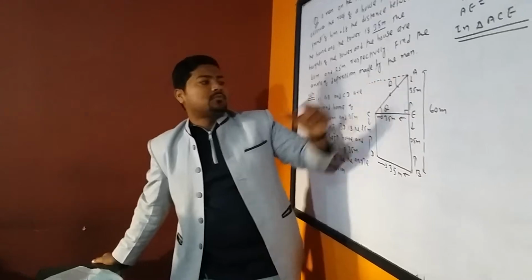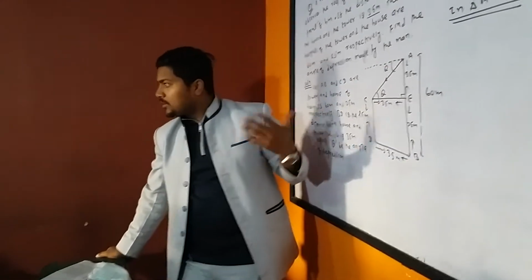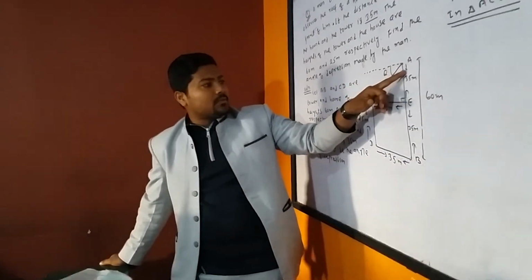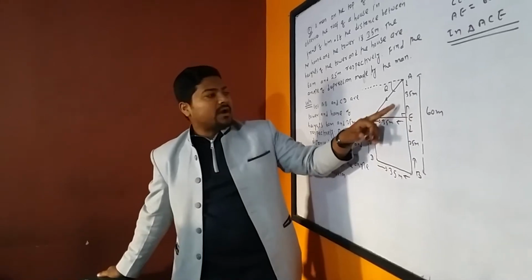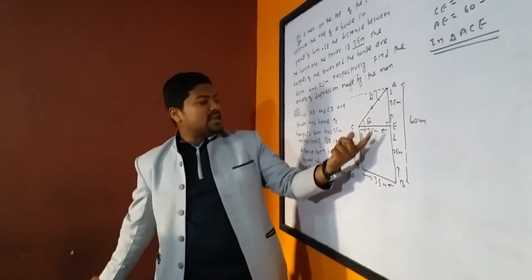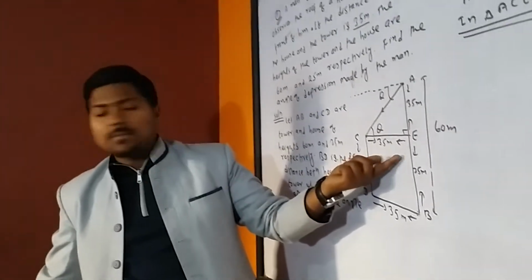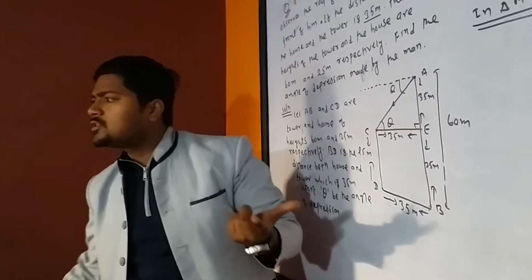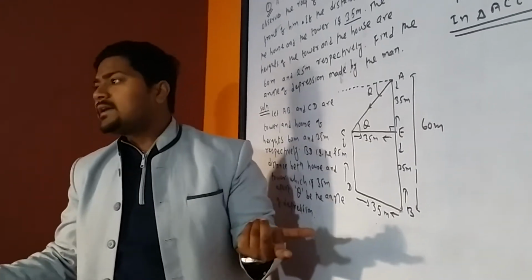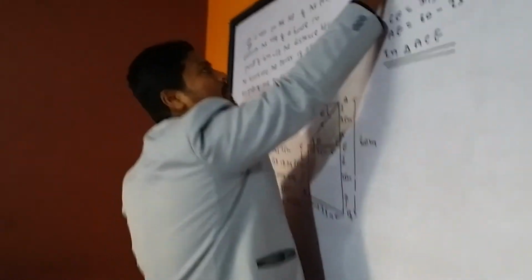Now look at this question. Here the base and perpendicular values are given. Only these we know. Here perpendicular means A. What is given? 35 meter. Base means what? C. 35 meter. The perpendicular and base are given. Then what is the relation between perpendicular and base? Tan theta. So before that we learned the formula.